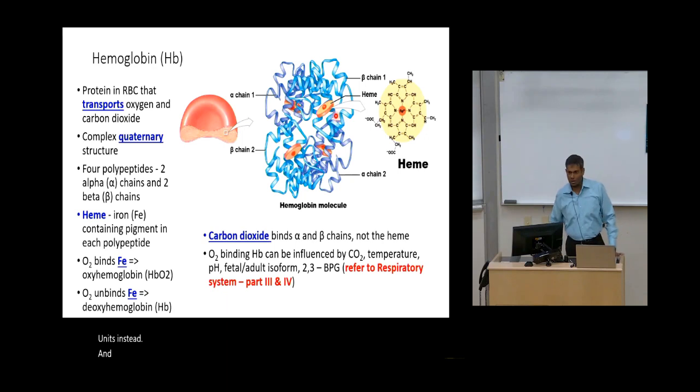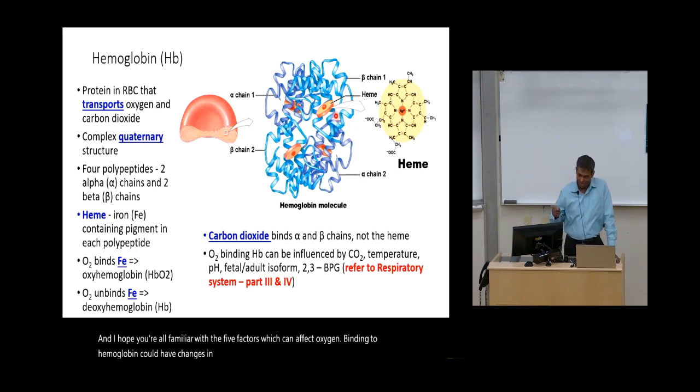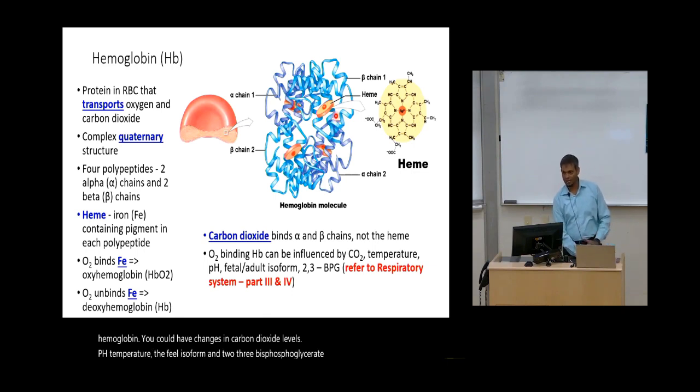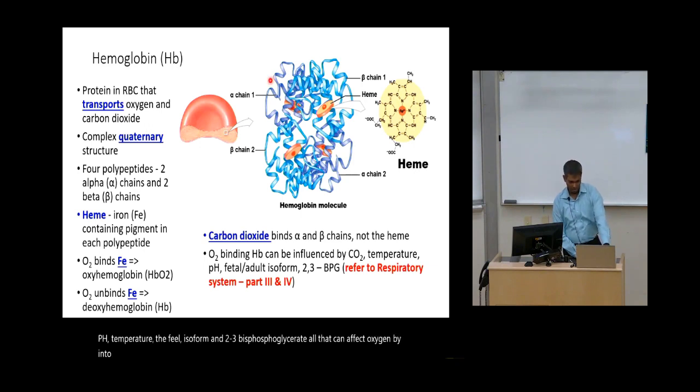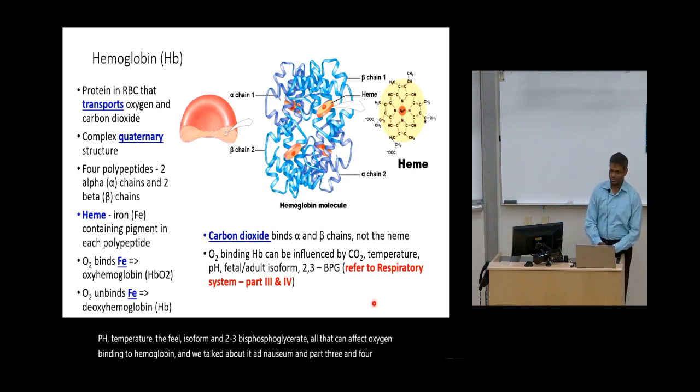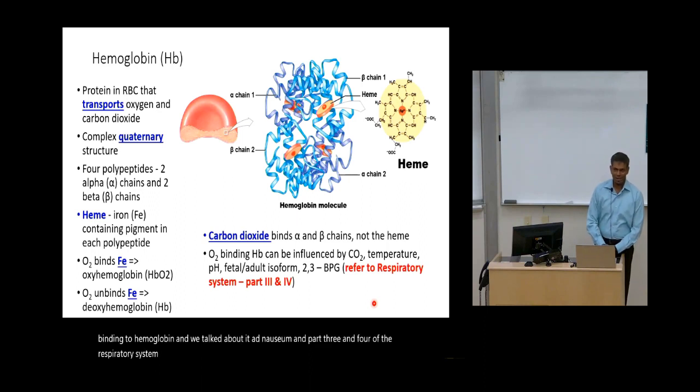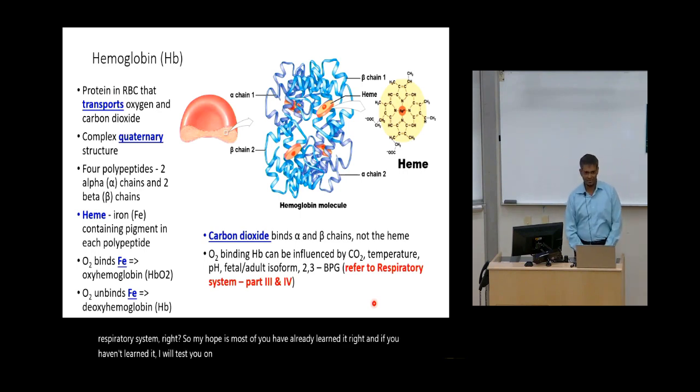And I hope you're all familiar with the 5 factors which can affect oxygen binding to hemoglobin. You could have changes in carbon dioxide levels, pH, temperature, the fetal isoform, and 2,3-bisphosphoglycerate. All of that can affect oxygen binding to hemoglobin, and we talked about it ad nauseam in parts 3 and 4 of the respiratory system, right? So my hope is most of you have already learned it, right? And if you haven't learned it, I will test you on the same concept in exam 4, right?